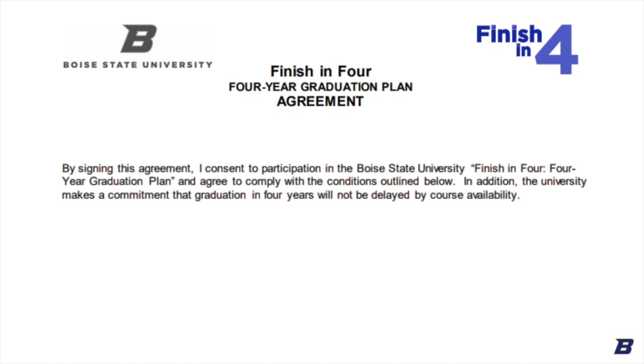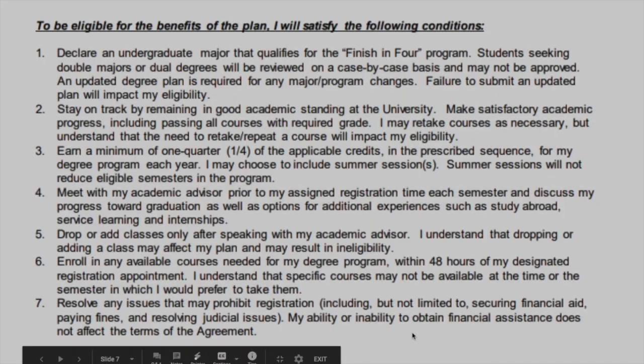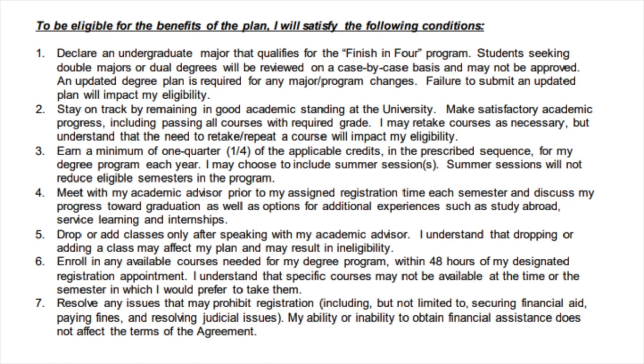By signing this agreement, I consent to participation in the Boise State University Finish in 4 4-year graduation plan and agree to comply with the conditions outlined below. In addition, the university makes a commitment that graduation in 4 years will not be delayed by course availability. To be eligible for the benefits of the plan, I will satisfy the following conditions.